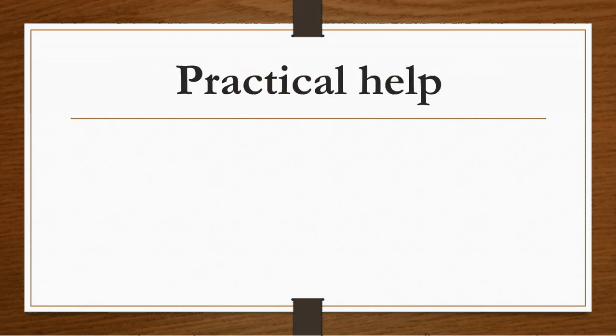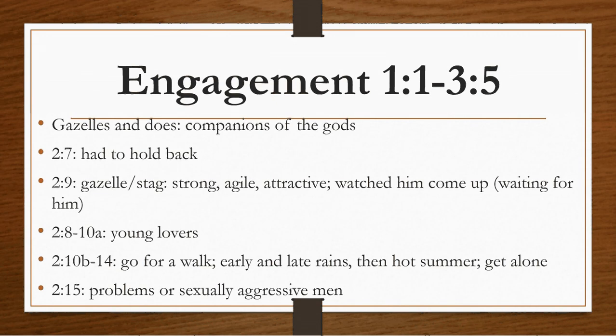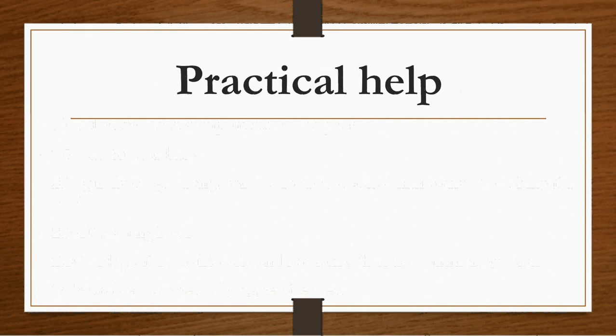Remember that. So just a few little practical helps. Remember why you got together when you're in a relationship and you start hitting problems. Remember why you got together. I don't think it's a mistake that the beginning of Song of Solomon talks about engagement and the end talks about married life. Because sometimes in married life, all you need to do is remember the engagement period.